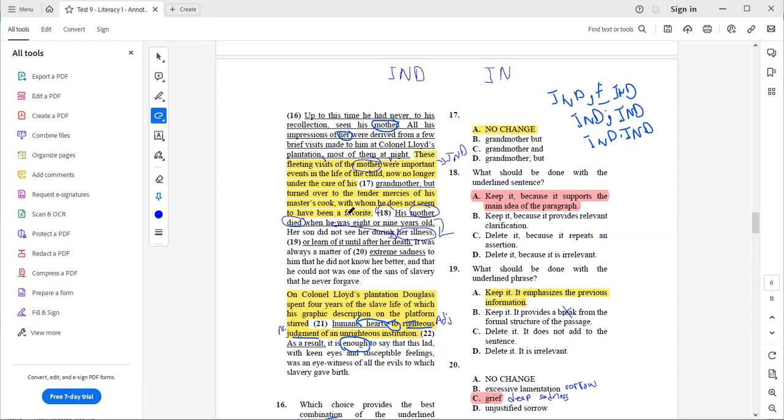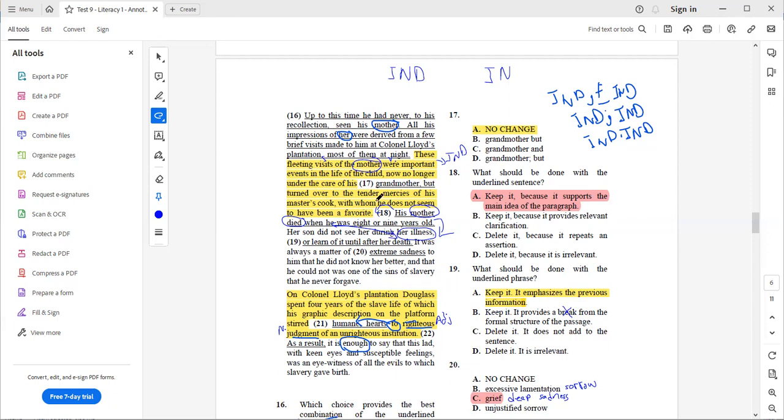Now we need to analyze the sentence because it's a long one. As you can see here, these fleeting visits is a subject. Where is the verb? This is independent. Let's continue. Then he put a comma and said, now no longer under the care of his grandmother. Take care. Then he put a comma, but turned over to the tender mercies of his cook, with whom he does not seem to have been a favorite, which is a kind of dependent.